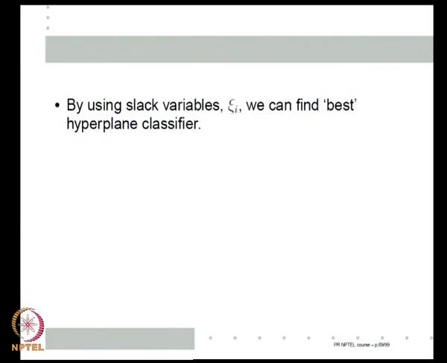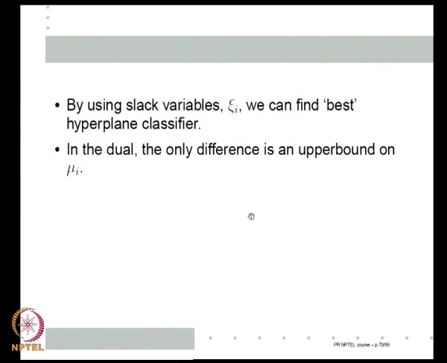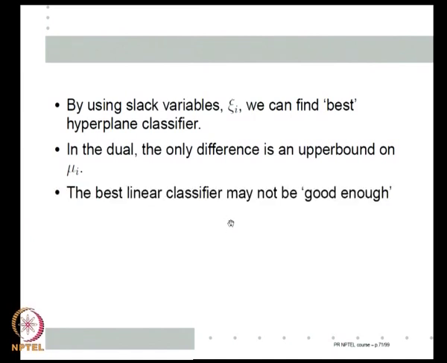Instead of finding any linear classifier, we now have a concept of some optimal linear classifier, and we can find it by solving a nice quadratic optimization problem: a quadratic cost function and linear constraints. The only difference when we are solving the dual, as we have seen, is an upper bound on μ. So, I just throw in a constant C as an upper bound on μ, and I always solve only the dual. So, it is very nice.